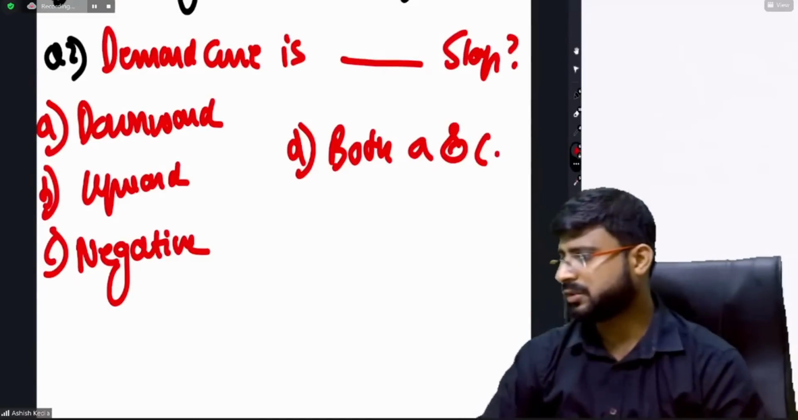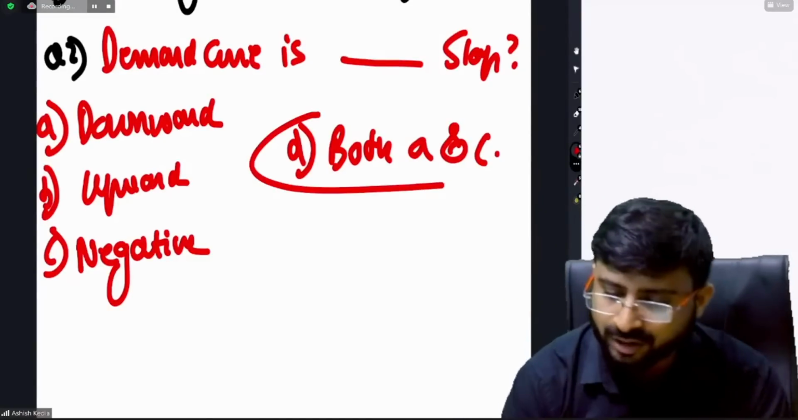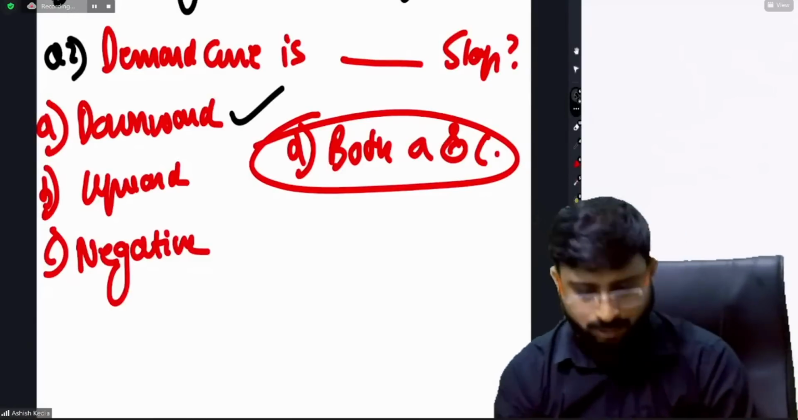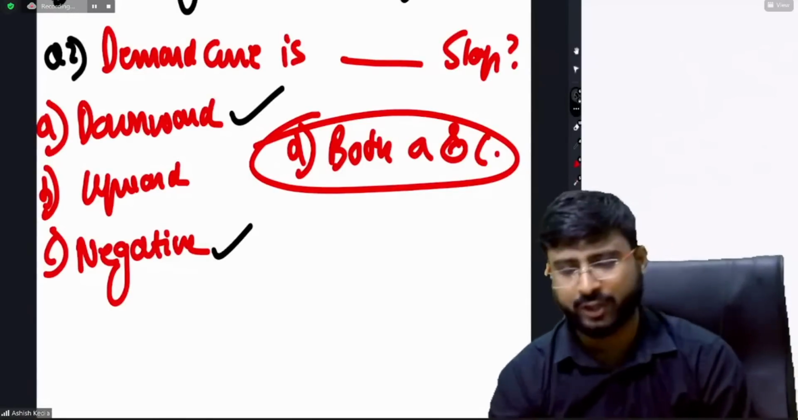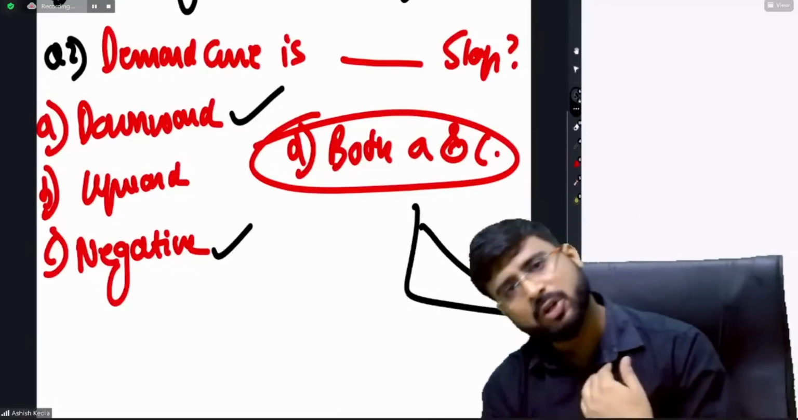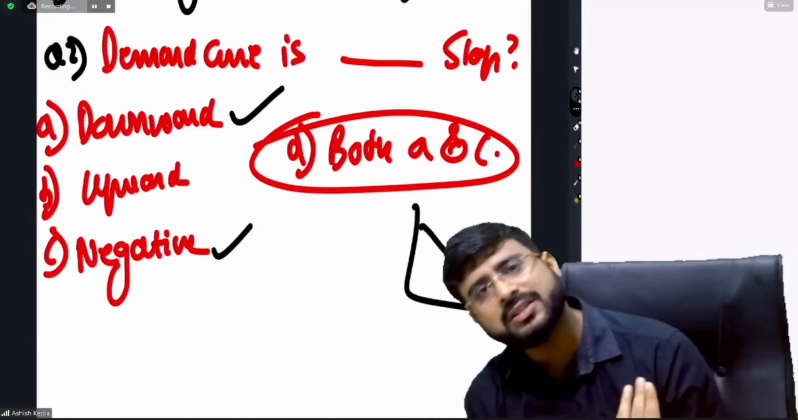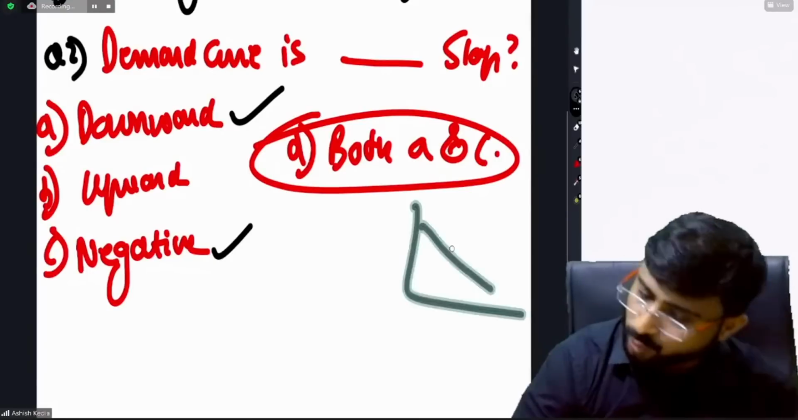So friends, here the answer will be D. You know why? Because yes, demand curve is downward sloping, but same is for negative sloping. I told you now, a curve like this can be called a downward sloping curve, negative sloping curve, all are the same only, na? I have told you all.